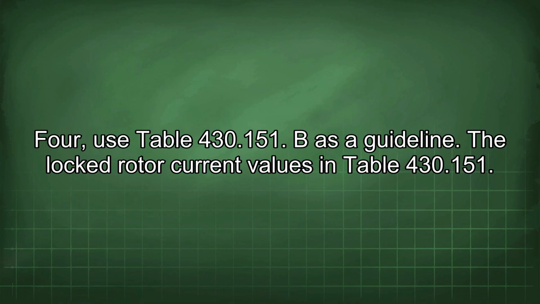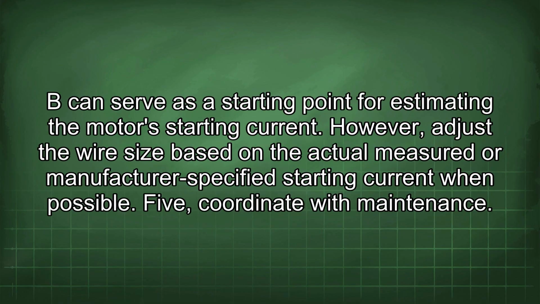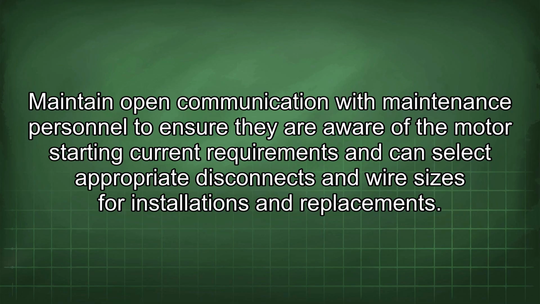The locked rotor current values in Table 430.151(B) can serve as a starting point for estimating the motor's starting current. However, adjust the wire size based on the actual measured or manufacturer specified starting current when possible. 5. Coordinate with maintenance. Maintain open communication with maintenance personnel to ensure they are aware of the motor's starting current requirements and can select appropriate disconnects and wire sizes for installations and replacements.